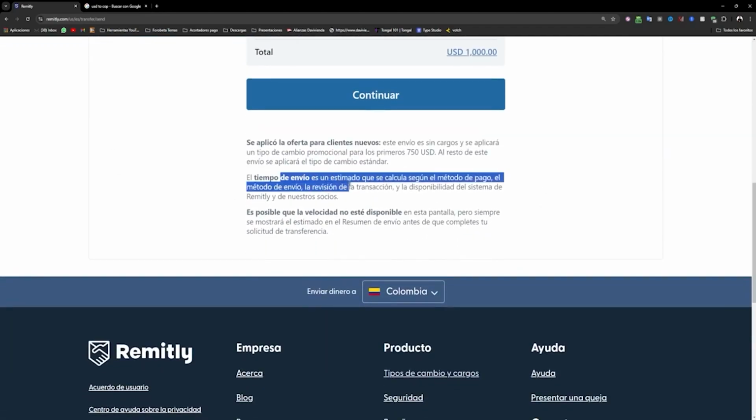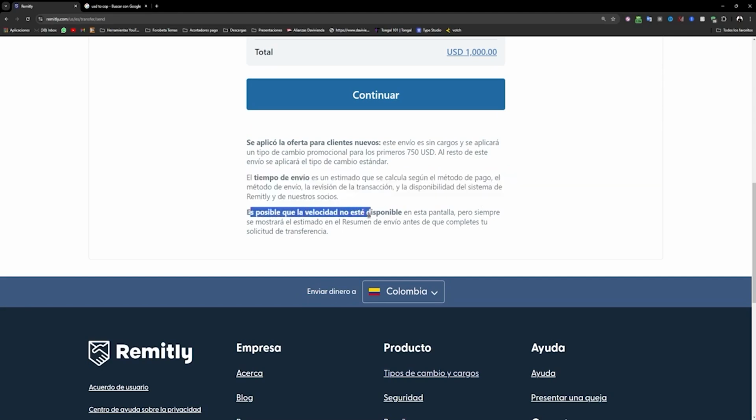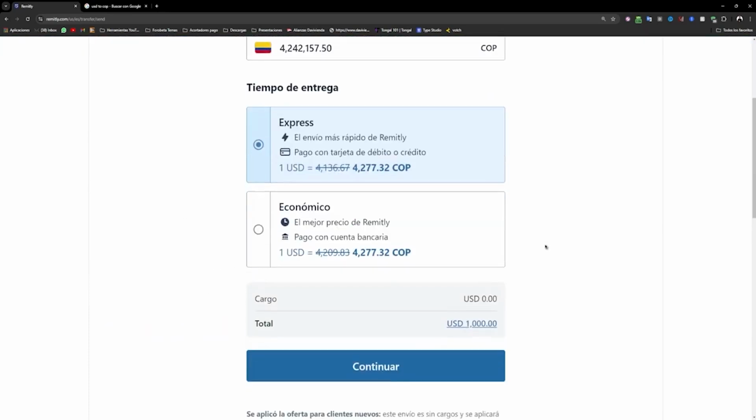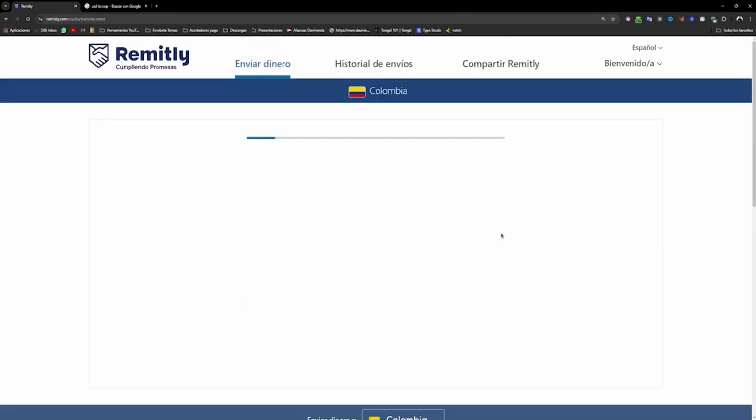Then the delivery time frame is an estimated calculation based on the chosen payment method as well as the selected shipping method, the transaction review process, and the availability of the Remitly system and its partners as it is mentioned here. It is possible that the speed may not be visible on the screen, but the estimate will always be displayed in the shipping summary before you finalize your transfer request. So here it indicates that it is express, but do not assume it arrives instantly either. So let's click continue here and see what additional information it requests.